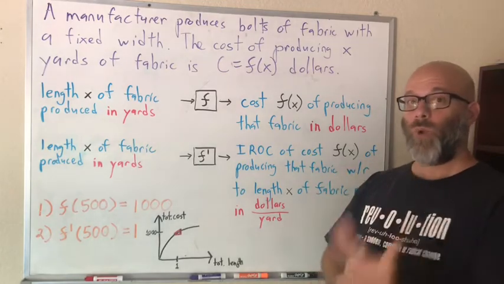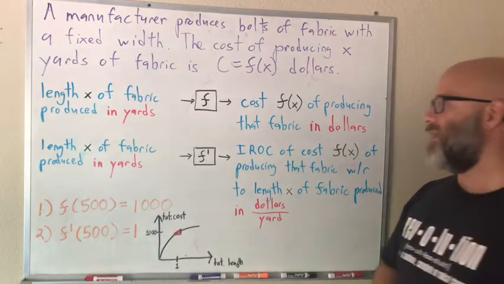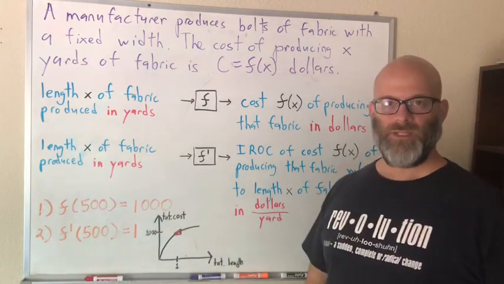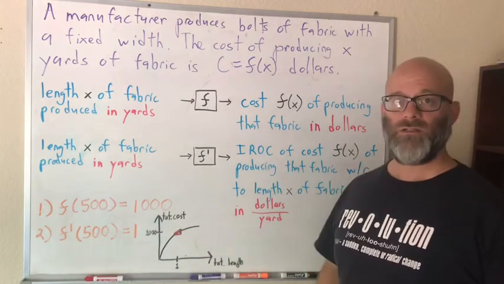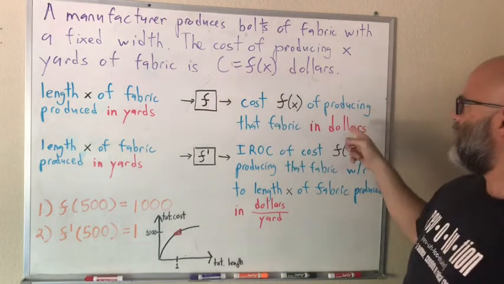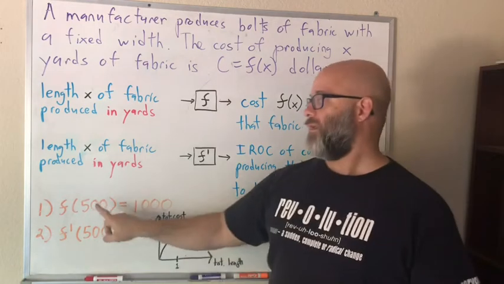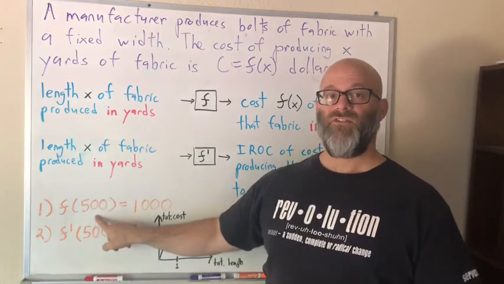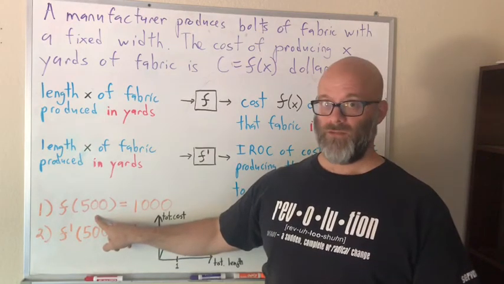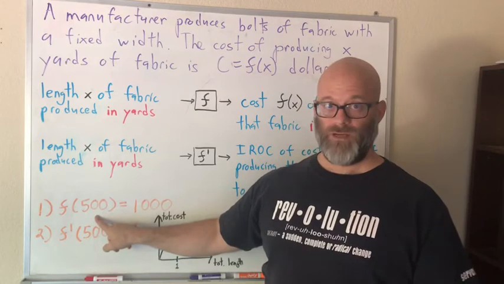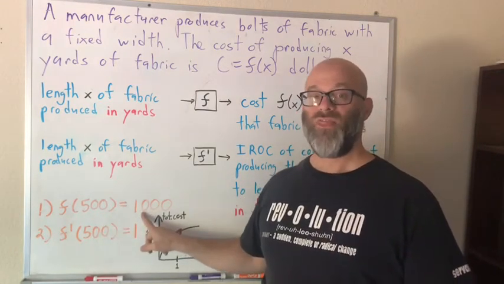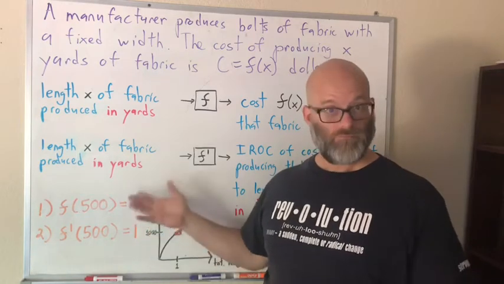You're trying to use words to describe to a person. So let's try that. What does f of 500 equal 1,000 mean? Well, what function are you dealing with? The f function. All right, f of 500 equals 1,000. Length goes in, cost comes out. Got it. If I am producing 500 yards worth of fabric on a bolt, that's going to cost me a total of $1,000 to produce.